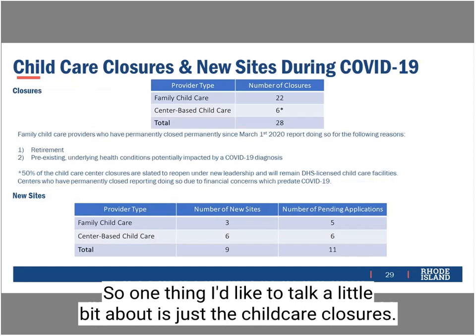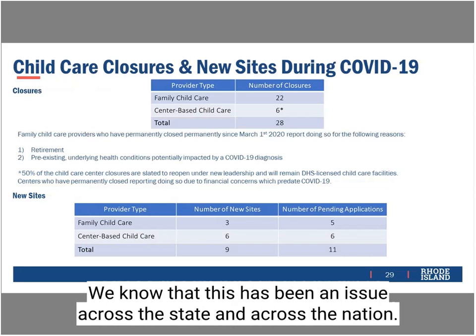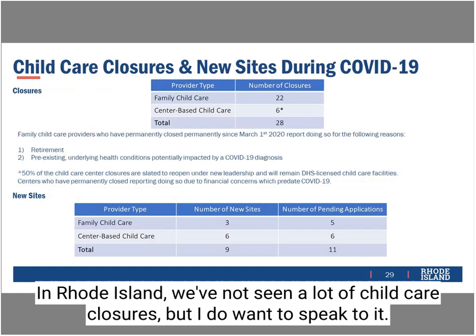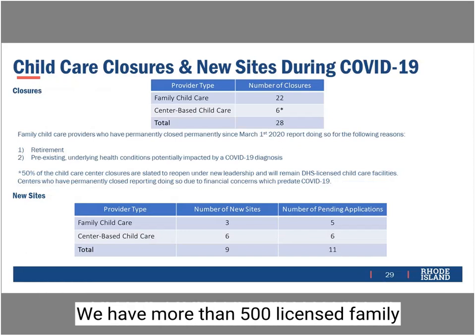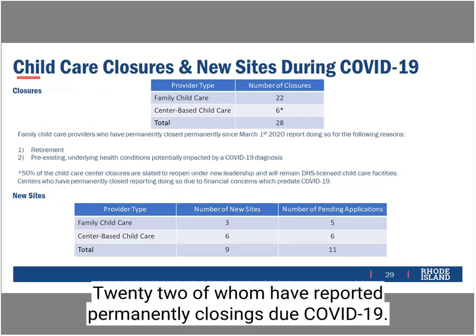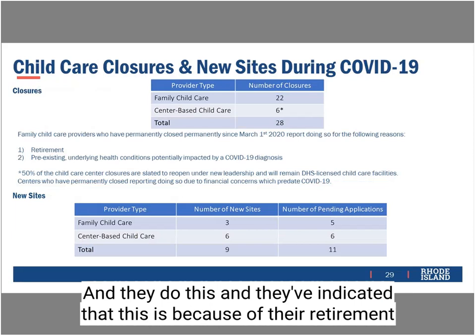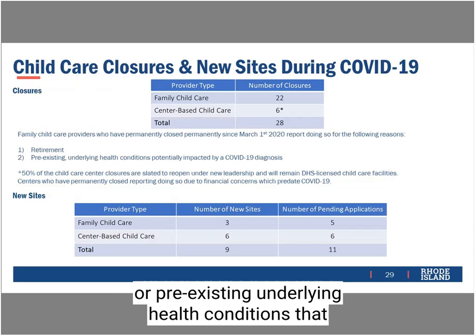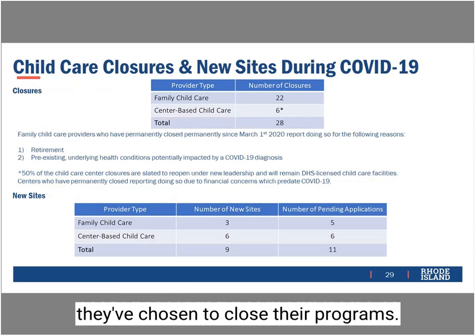So one thing I'd like to talk a little bit about is just the childcare closures. We know that this has been an issue across the state and across the nation. In Rhode Island, we've not seen a lot of childcare closures, but I do want to speak to it. We have more than 500 licensed family childcare providers in the state of Rhode Island, 22 of whom have reported permanently closing due to COVID-19. They've indicated that this is because of either retirement or pre-existing underlying health conditions that they've chosen to close their programs.